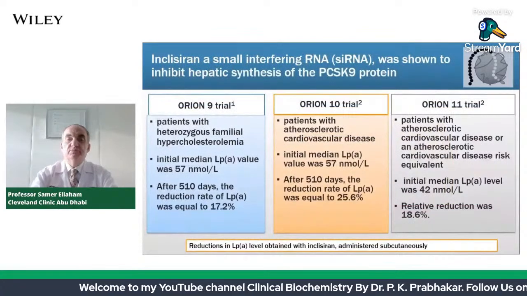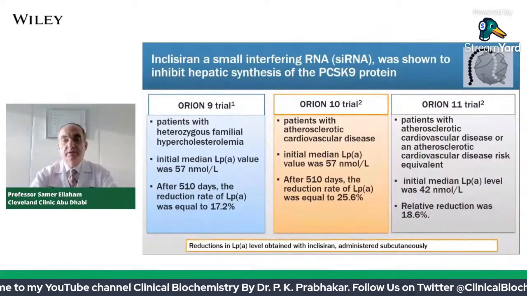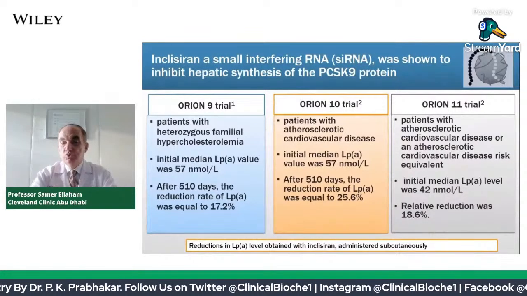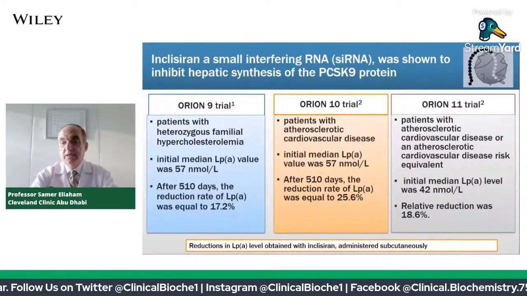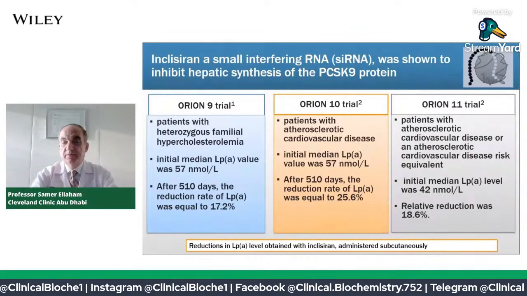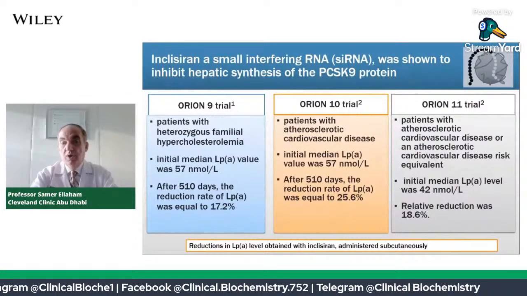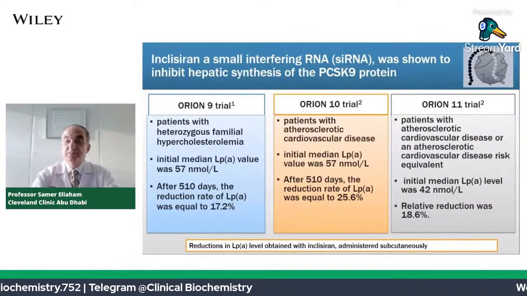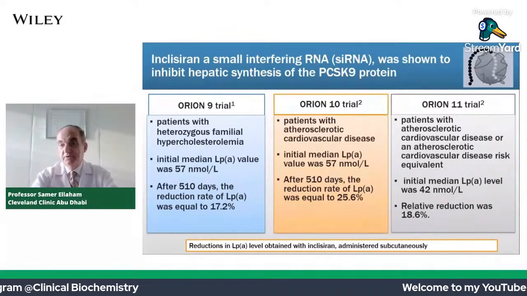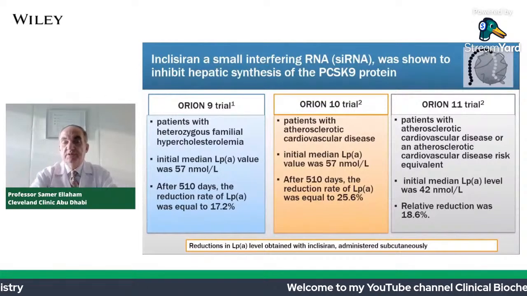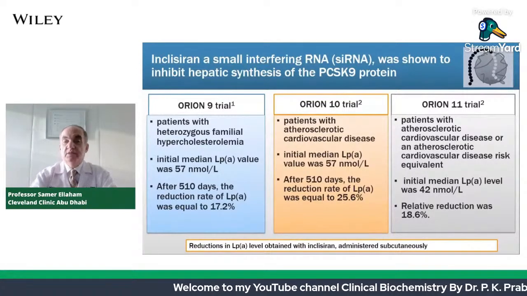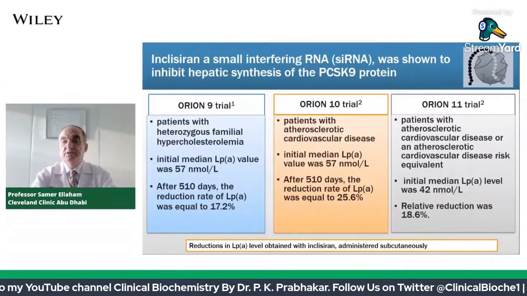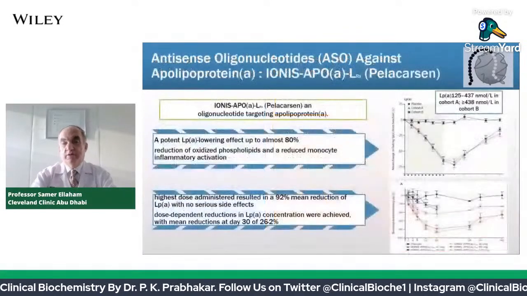Inclisiran, which is a small interfering RNA, siRNA, was shown to inhibit hepatic synthesis of PCSK9 protein. And again, you could see that in ORION 9, 10, and 11, there was a decrease in Lp little a after a while. So 510 days, which is not a small amount of time. It seems to be consistent, and it seems to be beneficial. However, these are modest decreases. This has not gotten the approval of the FDA as inclisiran being a specific Lp little a lowering agent.